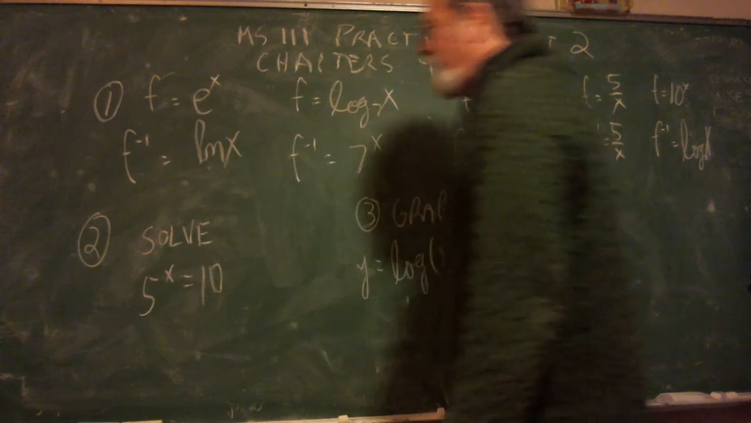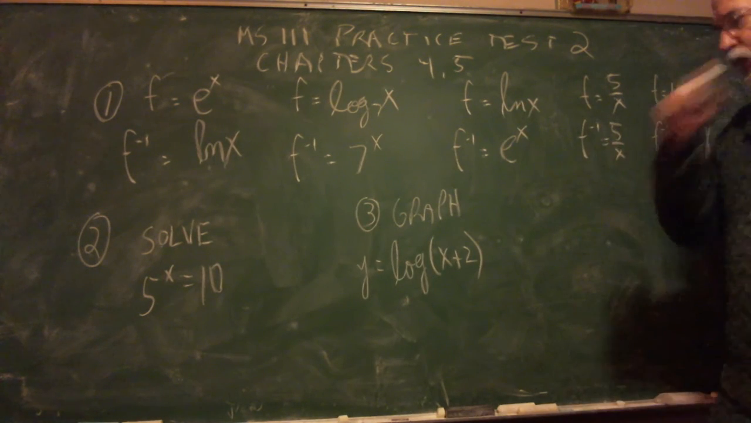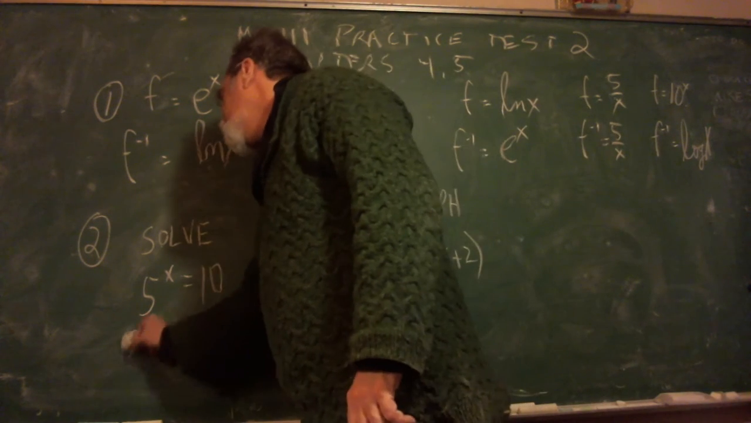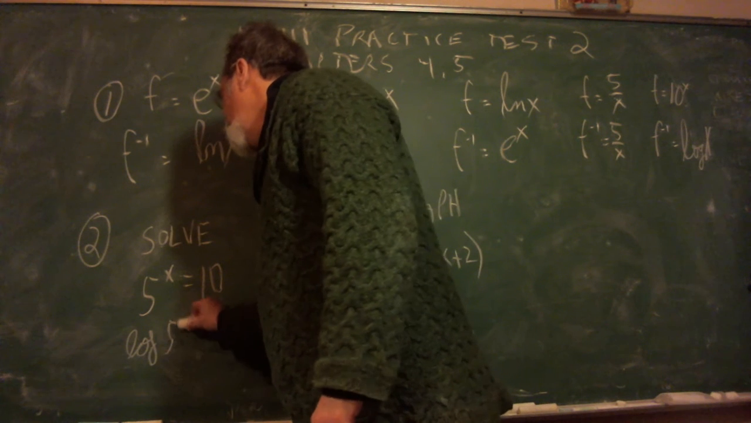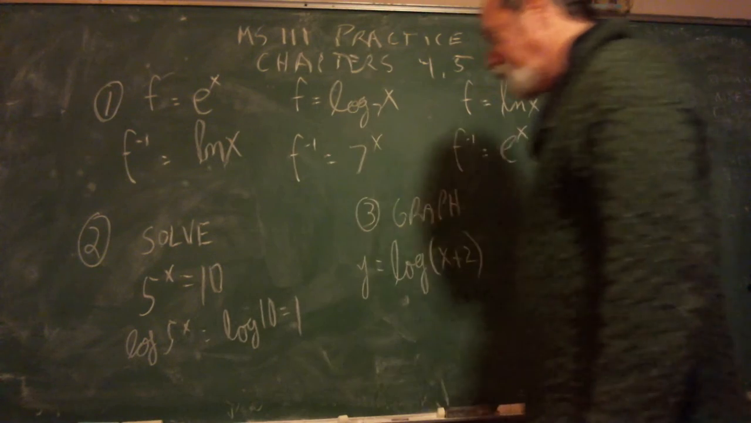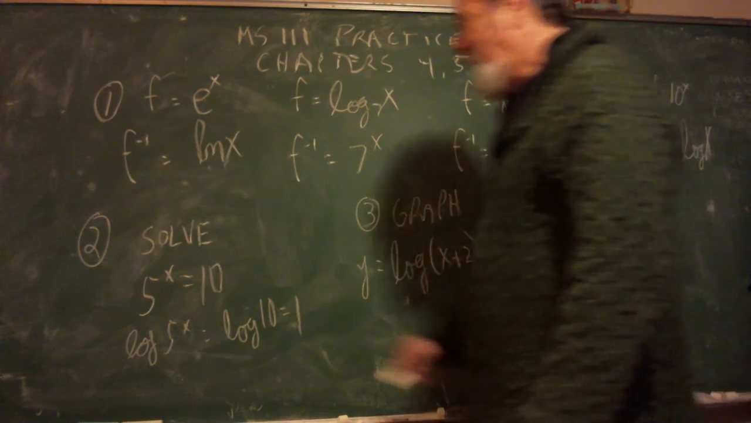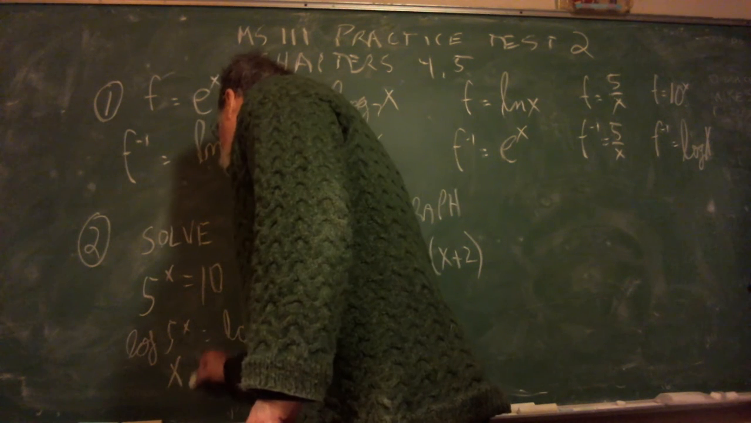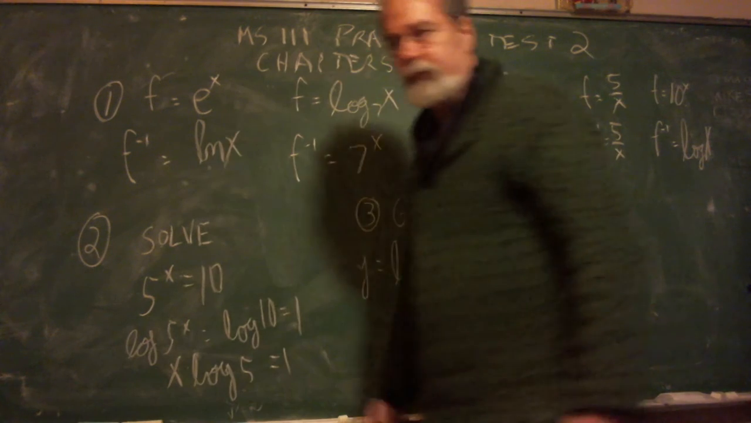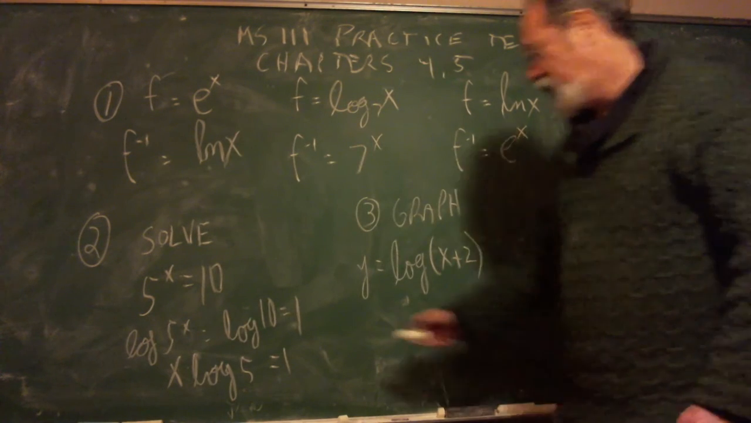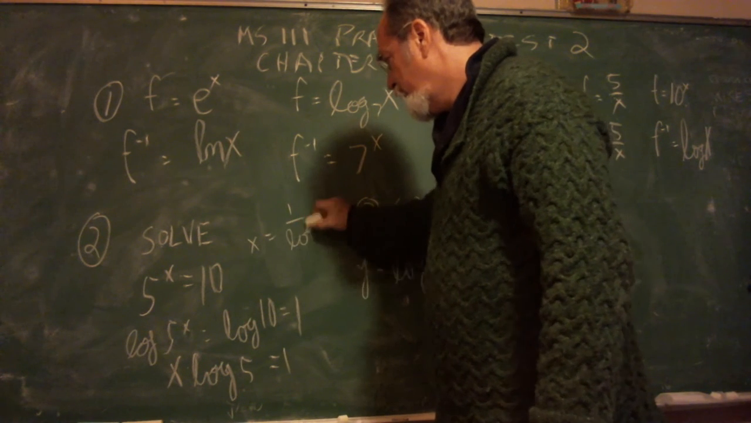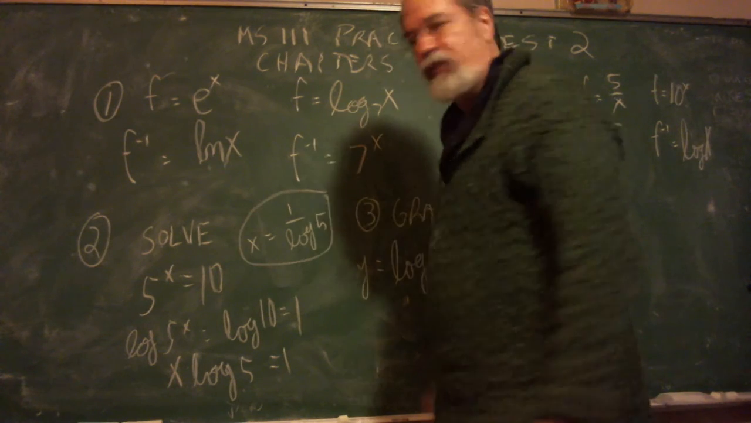Now we have to solve 5 to the x equals 10. So you take the log of each side, doesn't matter if you use log to the base 10 or log to the base e. Let's use regular log. So this becomes log of 5 to the x equals log of 10. And log of 10 happens to be 1. So I now have x log 5 equals 1. You can see that. That's good. So x is equal to 1 over log 5. That's an exact answer. That's a fine answer.